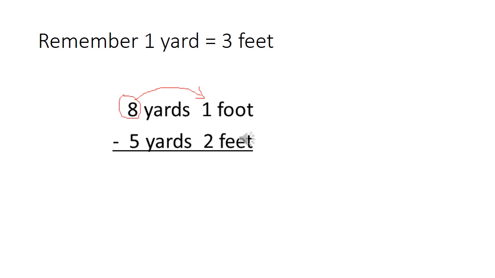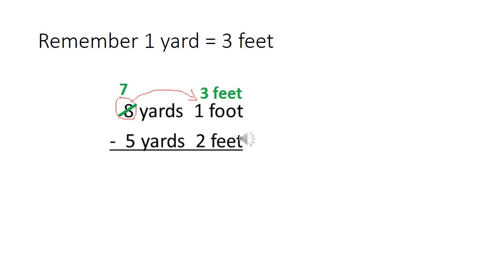Now, we can't do 1 minus 2, but what we can do is we can take one of the yards and move it over, change it into feet, and use it. Now, if we borrow one of the yards, that means we only have 7 yards left, but the 1 yard that we borrowed suddenly becomes 3 feet that we can add to our top number. And now we're going to have enough feet so we can finish our question.